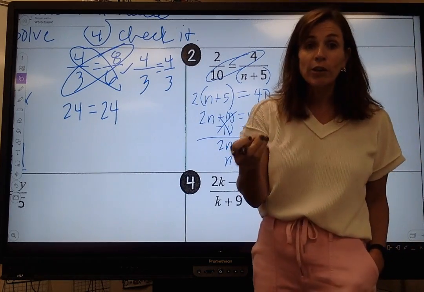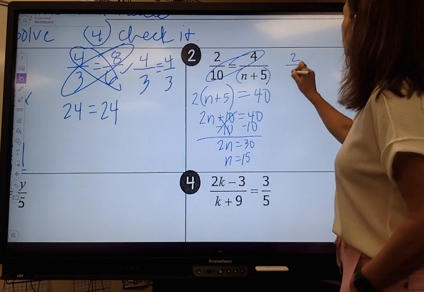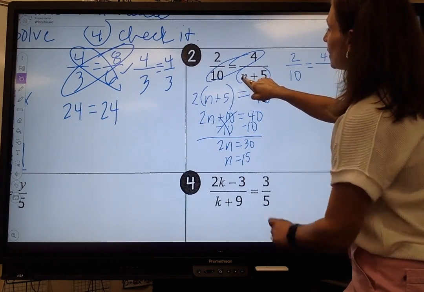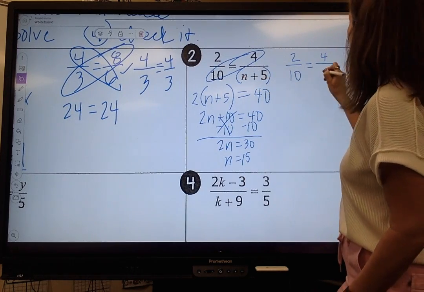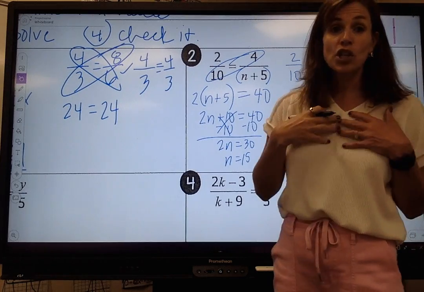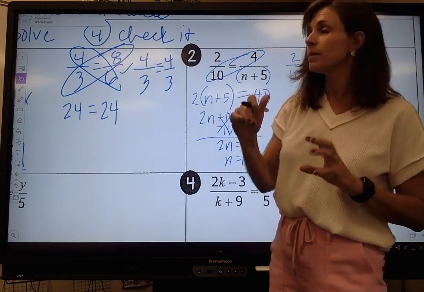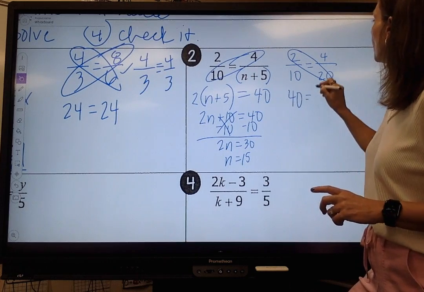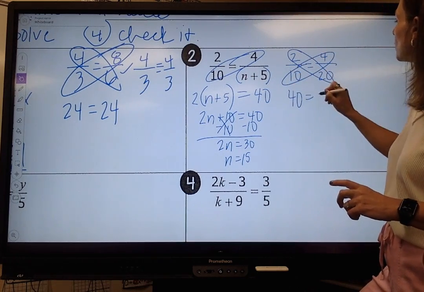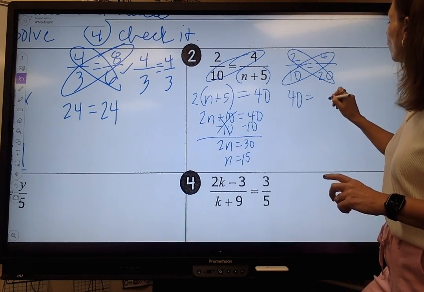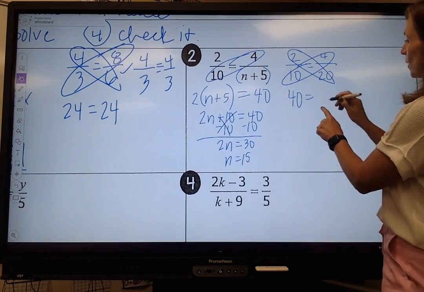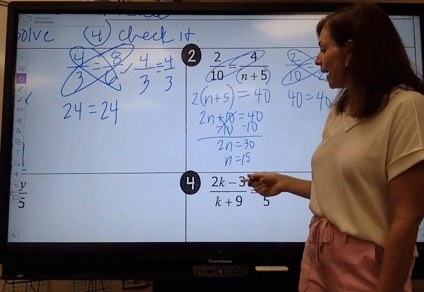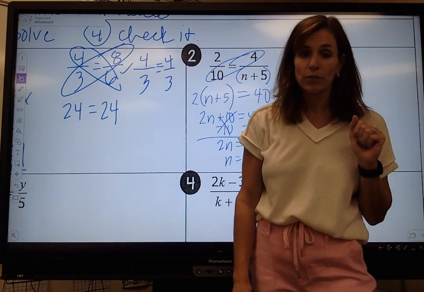So again, check your answer. I have 2 over 10 equals 4 over 15 is n, so 15 plus 5 is 20. Now, to check, I'm going to multiply my extremes. 2 times 20 is 40, and then I'm going to multiply my means, 10 times 4, and I get 40. 40 does equal 40. It checks out. So n has to be 15. That's my true answer.